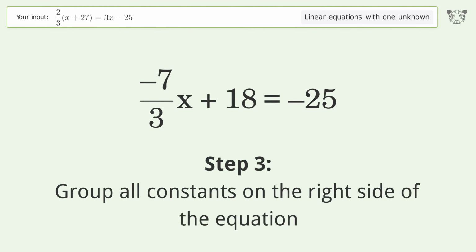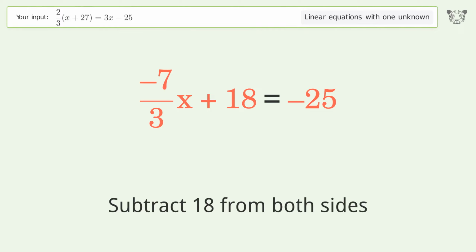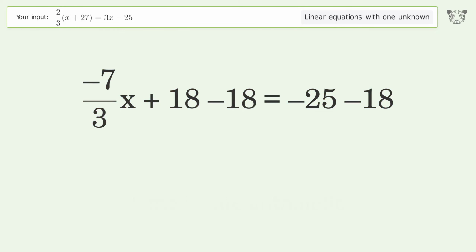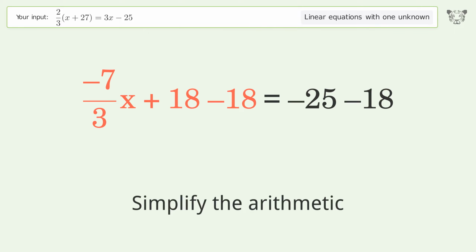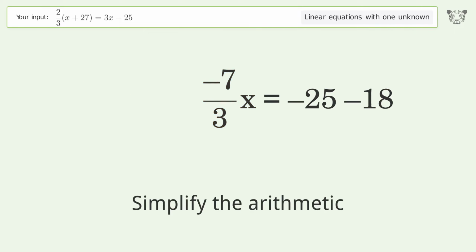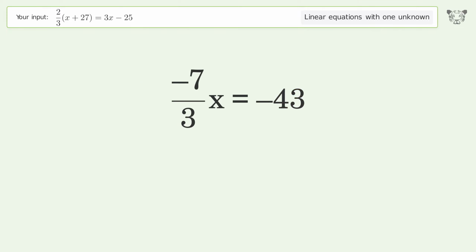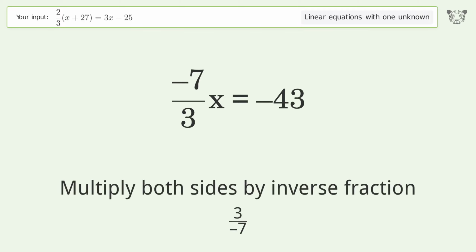Group all constants on the right side of the equation. Subtract 18 from both sides. Simplify the arithmetic. Isolate the x. Multiply both sides by inverse fraction 3/-7.